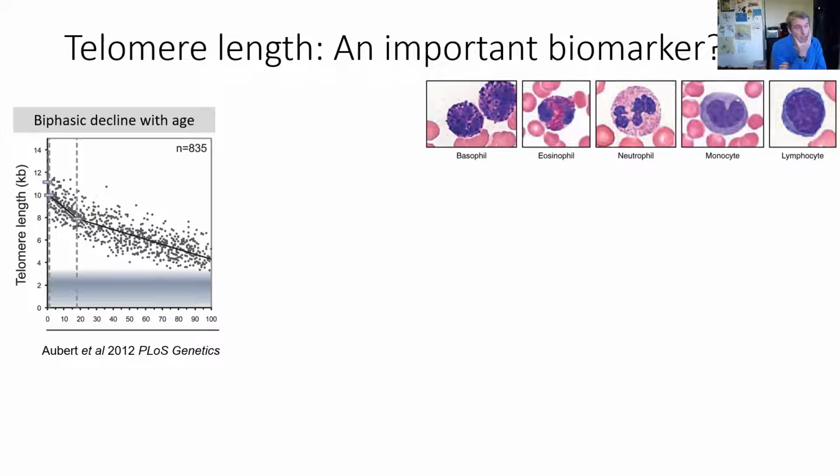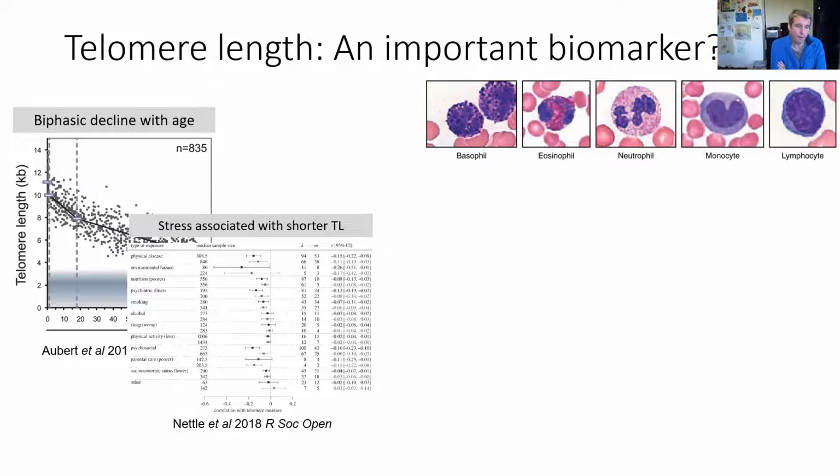What seems to be the consensus in the human literature is that telomere length measured in this way shows what's called a biphasic decline with age. So there's a fairly rapid decline over the first few decades of life in telomere length, and then a slower but still significant decline thereafter into much older ages.